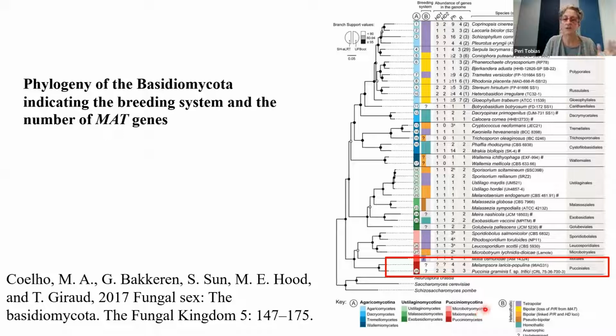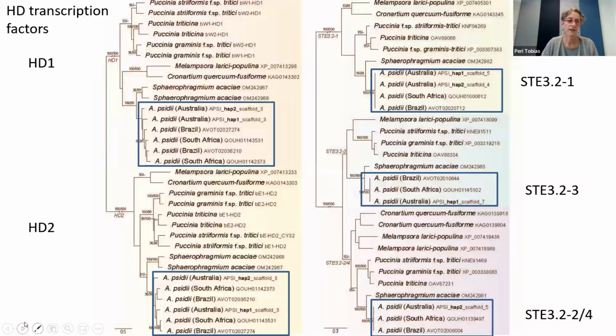But it was very unclear what the mating strategy was, and that's because it's a biotroph, and these sorts of recombination tests are very difficult to do. So we investigated our new genome and compared it to the genomes that are available for Austropuccinia from South Africa and from Brazil.